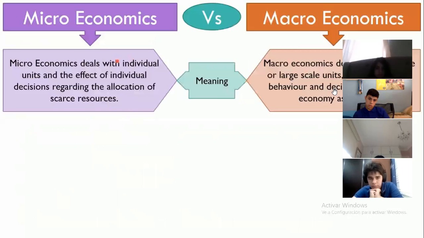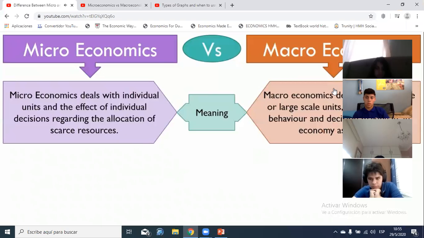Meaning, microeconomics deals with individual units and the effect of individual decisions regarding the allocation of scarce resources. On the other hand, macroeconomics deals with aggregate or large-scale units, that is, the structure, behavior, and decision making in an economy as a whole.